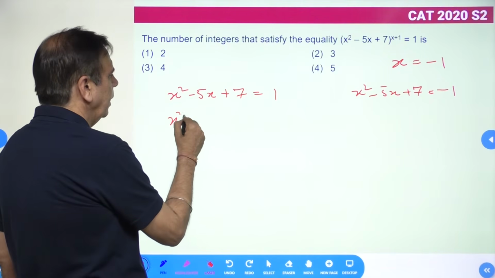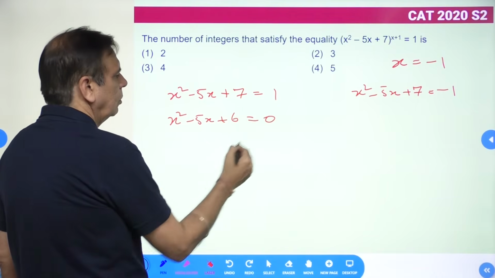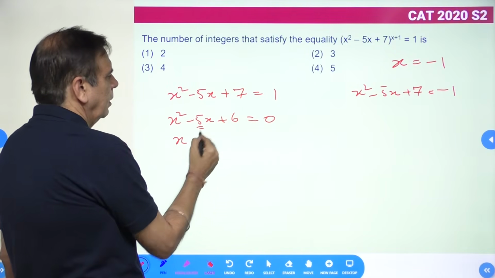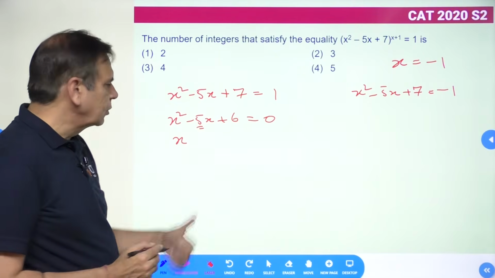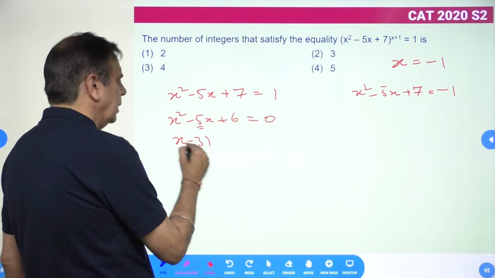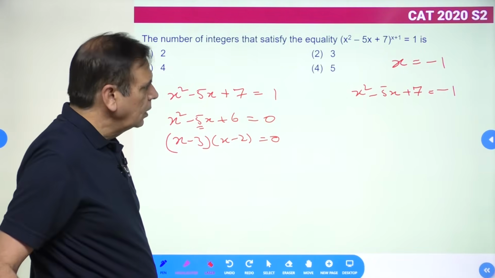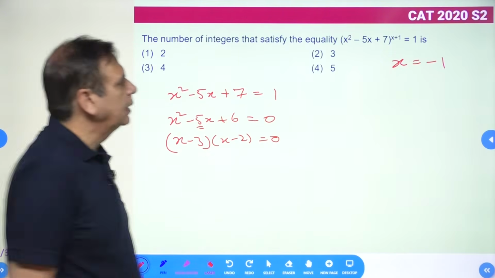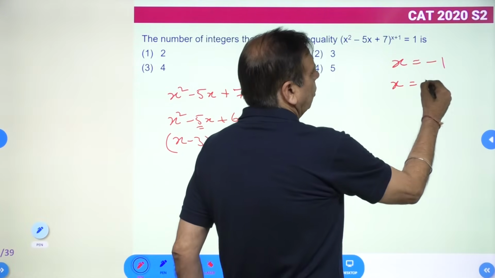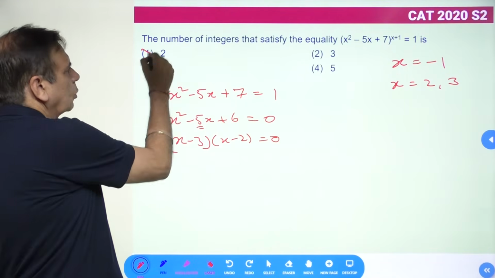So it becomes x square minus 5x plus 6 is equal to 0. That is nothing but product of roots is 6, sum of roots is -5. So -3 minus 2. So this is x minus 3 into x minus 2 equal to 0. So in the second case we are getting 2 solutions, x equal to 3 and x equal to 2. So until now we have got 3 solutions, so that answer was wrong.